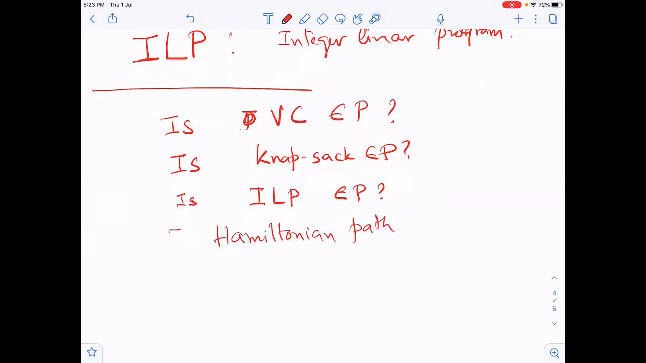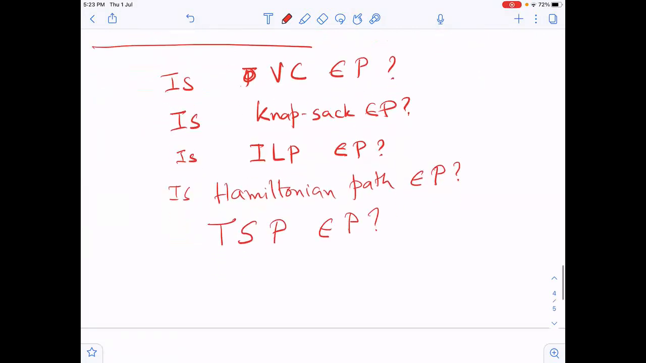Is there a Hamiltonian path? So is this in P? You might have heard of something called the traveling salesman problem. Is this in P? You might have heard of this very important problem, right? That given this is called factorization.